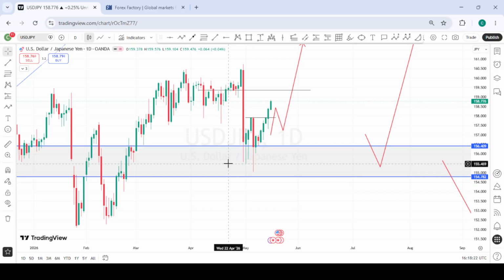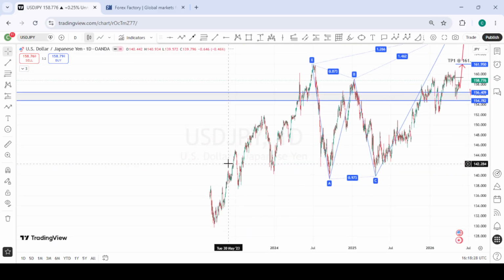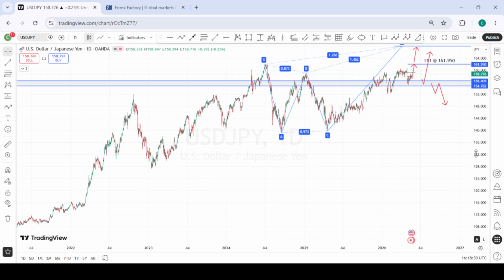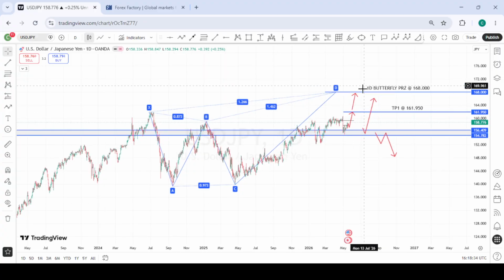This is USDJPY, and USDJPY is also forming a potential harmonic pattern, a potential butterfly pattern. Yes, it's a potential butterfly pattern, and the potential reversal zone is around here. So we're looking forward to more buys to the upside to complete this harmonic pattern.